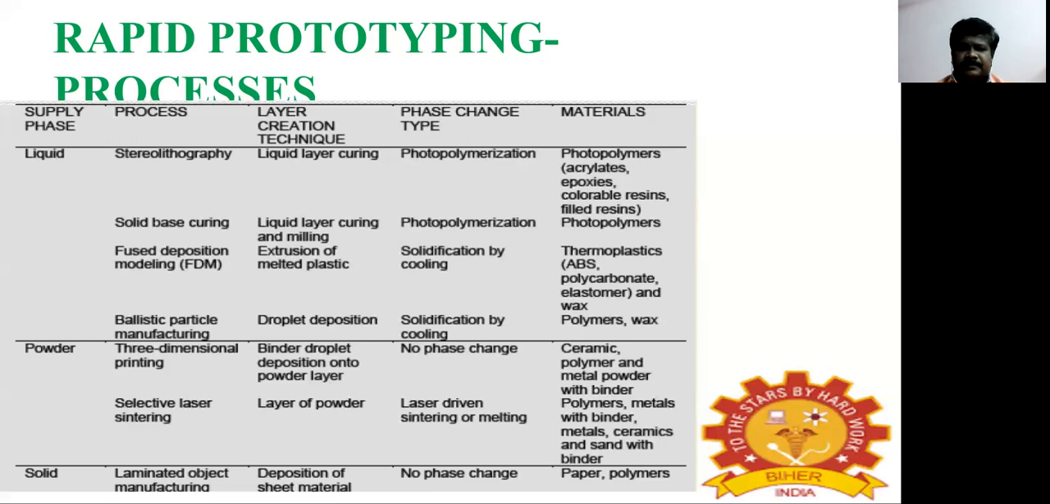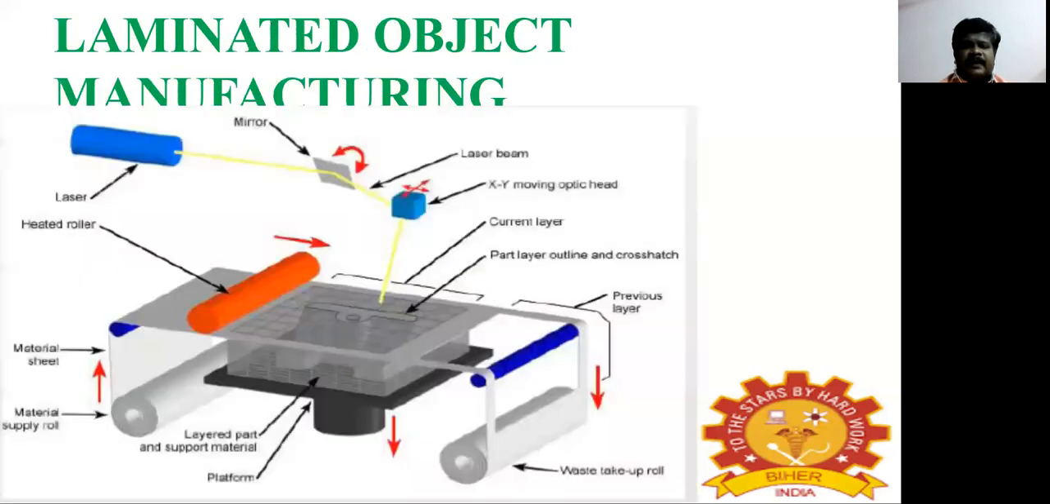The materials you use in 3D printing are ceramic, polymer, and metal powder with binder, polymer, metals with binder, ceramics, and sand with binders. Suppose the supply phase is solid, and the process is LOM, laminated object manufacturing. How do we create the layer? The layer creation technique is layer deposition of sheet material. There won't be any phase change. The materials used are paper and polymers.